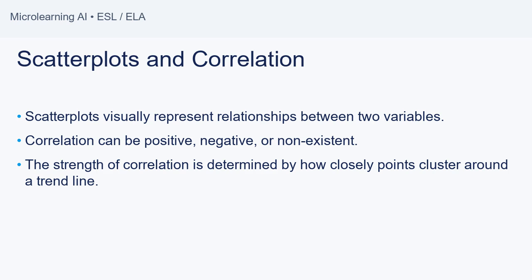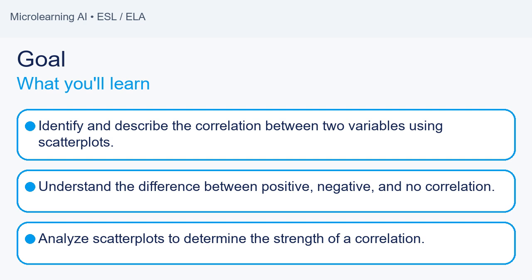Today, we will learn about scatterplots and how they show relationships between two variables. Goals for this lesson: identify and describe the correlation between two variables using scatterplots. Understand the difference between positive, negative, and no correlation. Analyze scatterplots to determine the strength of a correlation.